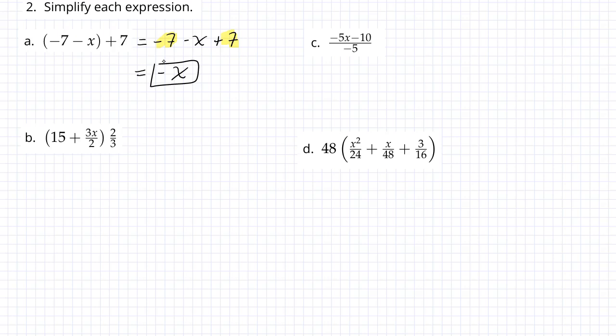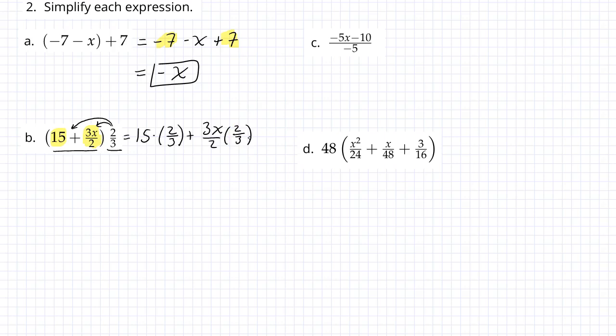And for part B here, you have a thing in parentheses here. This whole thing is getting multiplied by 2/3. The thing in parentheses has 2 terms that are separated with plus here. So the 2/3 needs to get multiplied by both of those fractions. So that's going to be 15 times 2/3 plus 3x over 2 times 2/3.